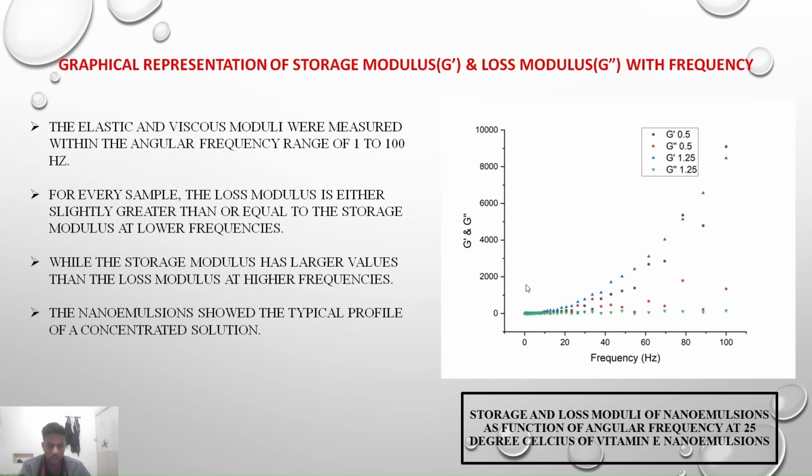For every sample, we observed that the loss modulus was either equal or a bit greater than the storage modulus at lower frequency. But at higher frequency, the storage modulus has a larger value than the loss modulus. So this concluded that the nanoemulsion showed a typical profile of a concentrated solution.